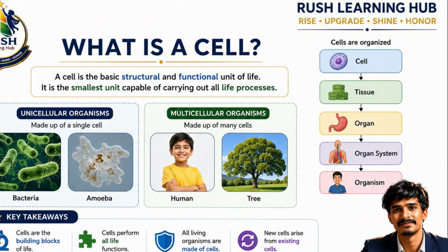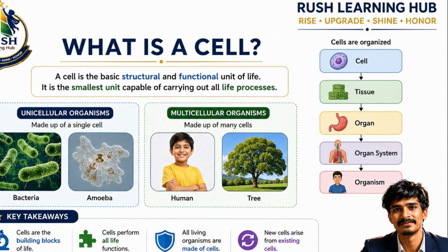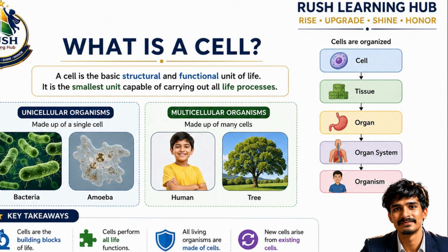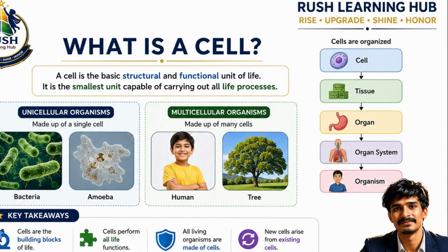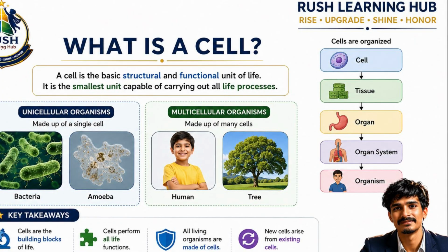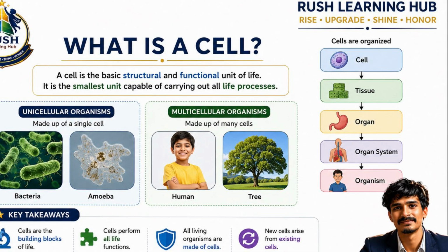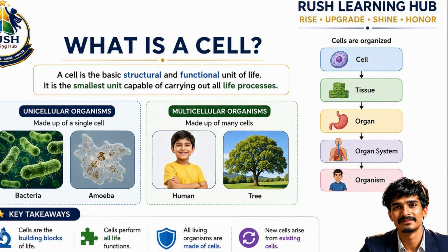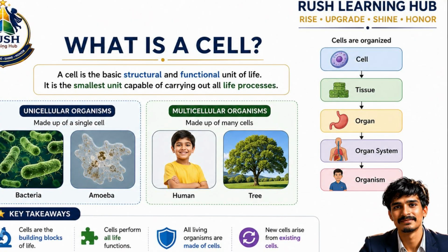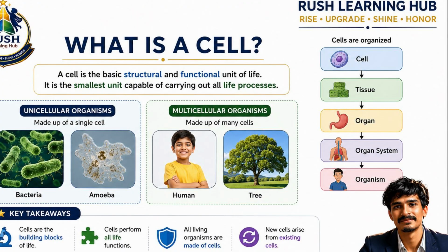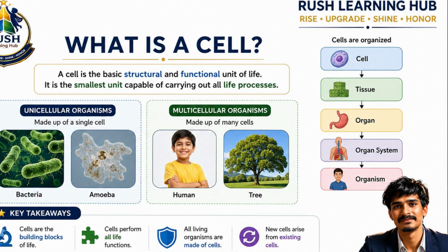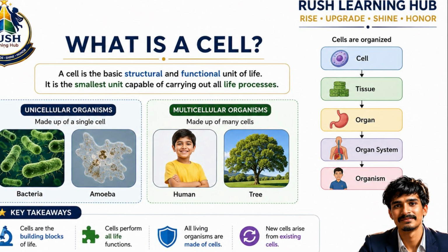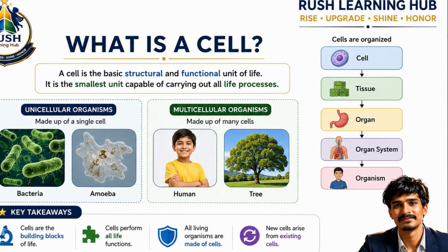Now let us look at the two major categories of organisms based on the number of cells they possess. The first category is called unicellular organisms. The word uni means one. Therefore, unicellular organisms are made up of only a single cell. Examples include bacteria and amoeba. Although these organisms consist of just one cell, that single cell performs all life activities. It obtains food, respires, grows, responds to the environment, and reproduces. This shows how remarkable a single cell can be.